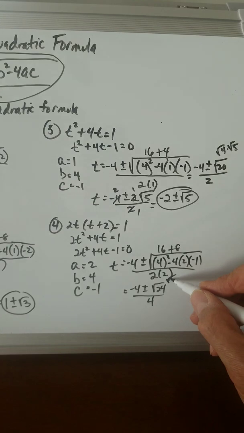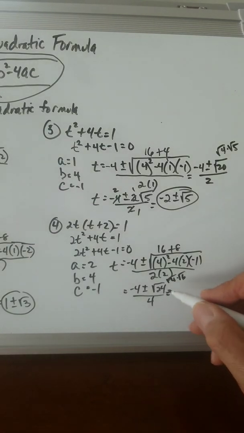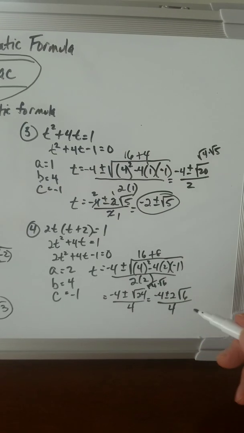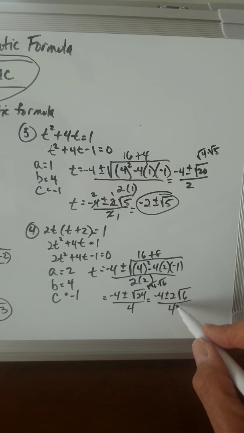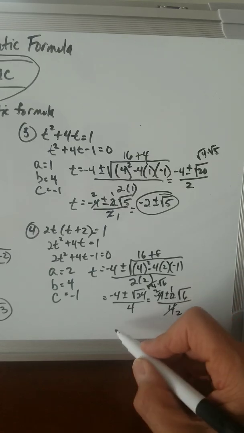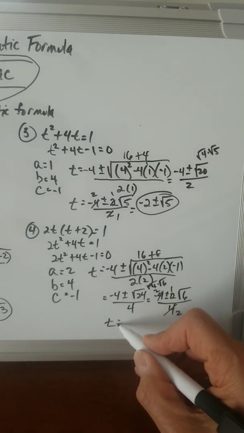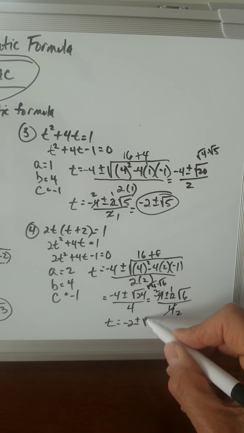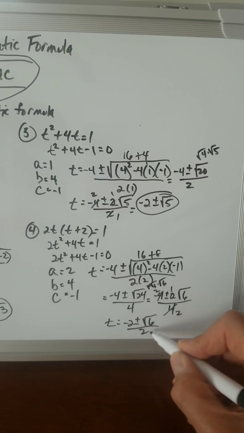Square root of 24 is 4 times 6, 4 being the highest perfect square that goes into 24 evenly. So you end up with negative 4 plus or minus square root of 4, which is 2. Bring the 6 over with the 2. And the final thing is reduce. 2 goes into each one twice, once. So t is equal to negative 2 plus or minus the square root of 6, all over 2.